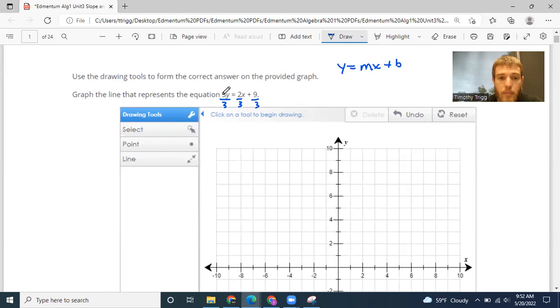on every term. This cancels my 3 here, so that gives us that y equals, and then we have 2/3 x. So our slope, our m, is 2/3. And then we have plus 9 divided by 3 is 3. So let's go ahead and graph it now.